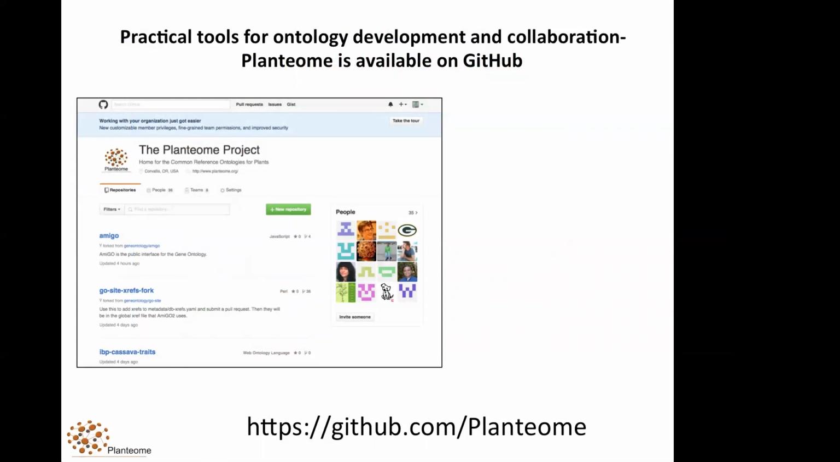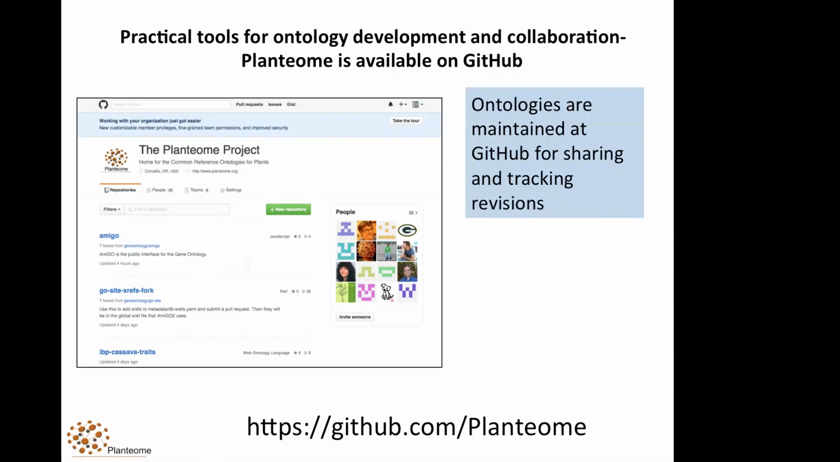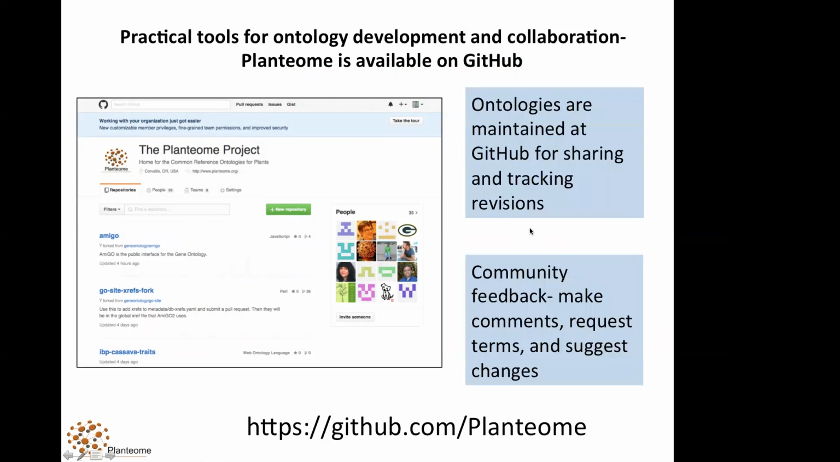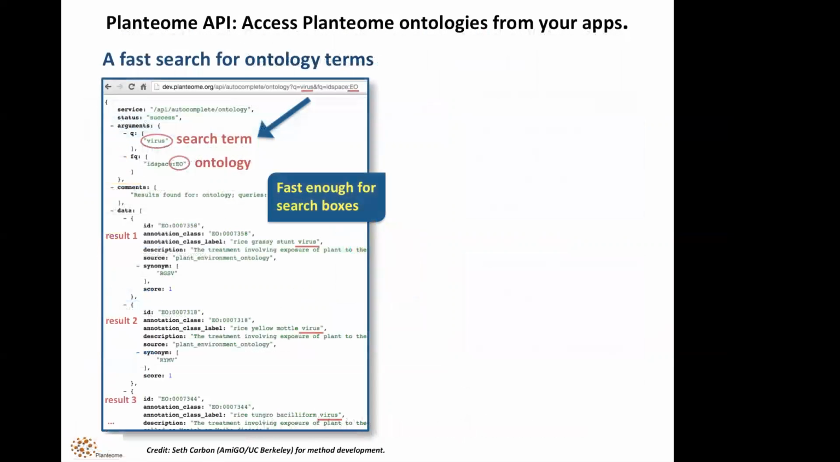We encourage people to come here and visit us, and you can request terms and you can make comments. This is a great tool for sharing and tracking revisions. There's an issue tracker for each of the ontologies where you can suggest changes. If you see something that's missing, please let us know, or if you see something that you think needs to be modified.